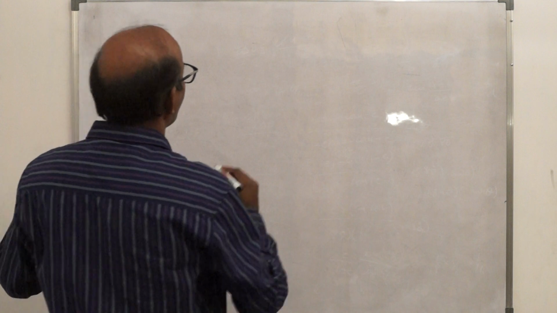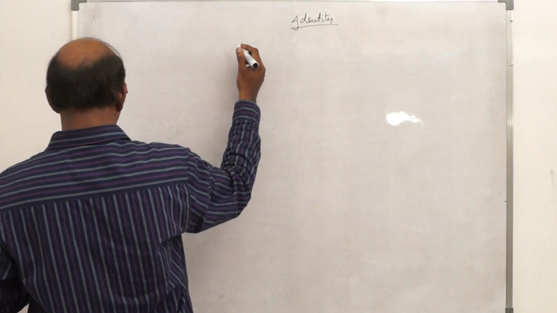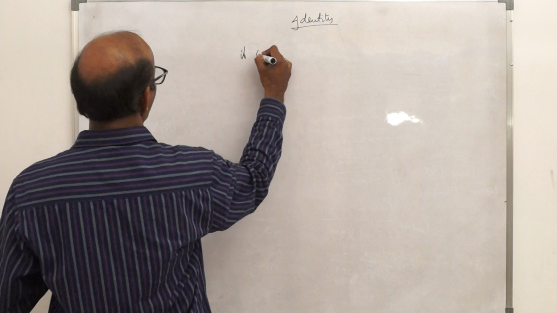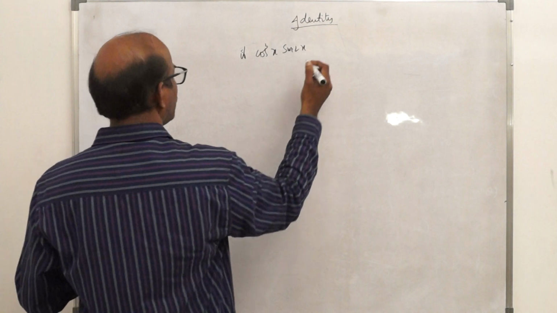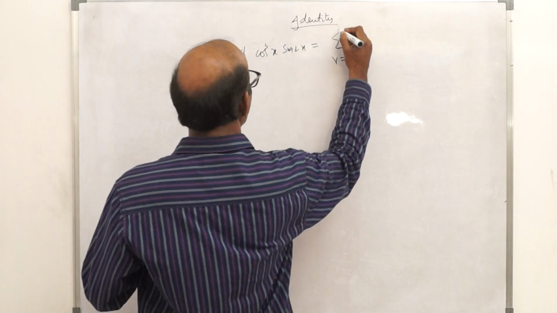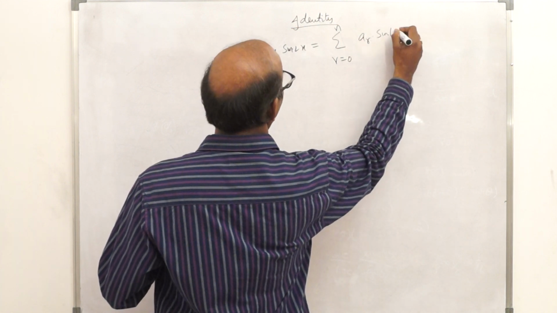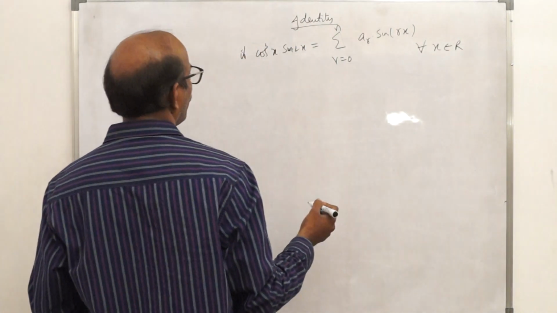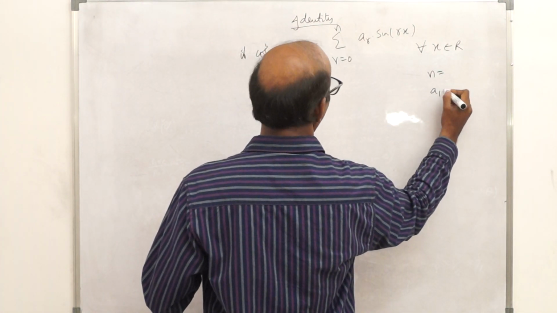So identity here is, if a problem is based on identity, it means it is true for any angle, balancing LHS and RHS. If cos cube x multiplied by sin 2x is equal to the sum from r equal to 0 to n of a suffix r sin rx, for x belonging to any real value, then find the value of n and find the value of a1.